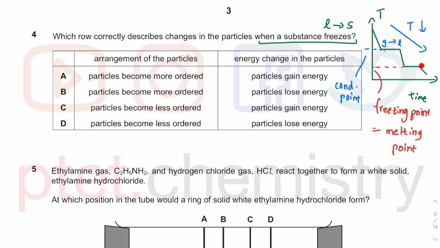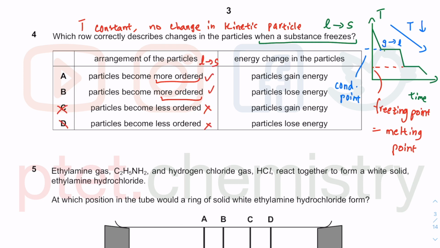When the temperature remains constant, kinetic particle theory says that the particles will not move faster, they will not move slower, because there is no change in temperature. If temperature is constant, then no change in kinetic energy, therefore no change in the speed of the particles. Instead, during melting or boiling, the particles move further apart, but during condensation and freezing, the particles get closer together. So they will definitely become more ordered as you go from liquid to solid, not less ordered. So C and D are out already.